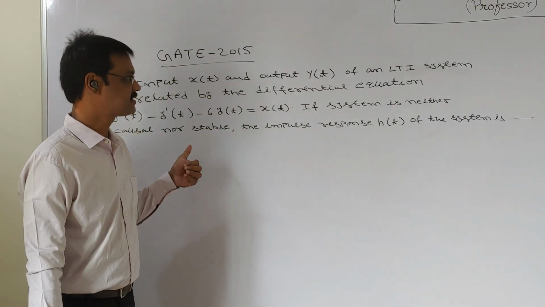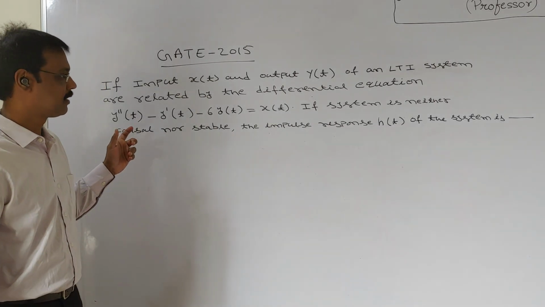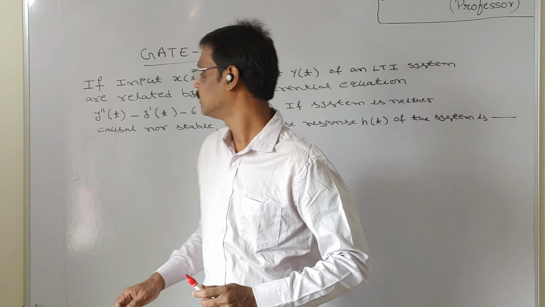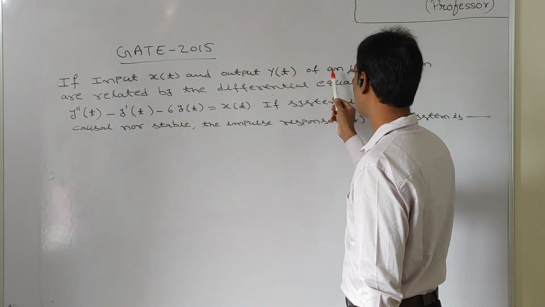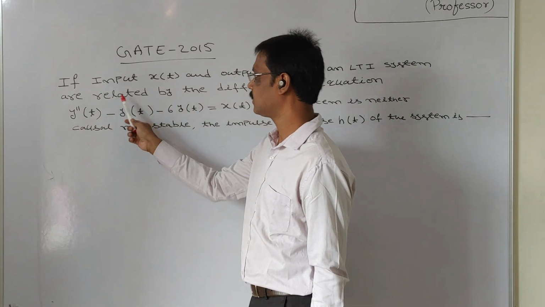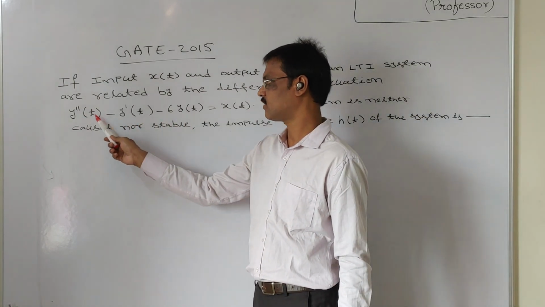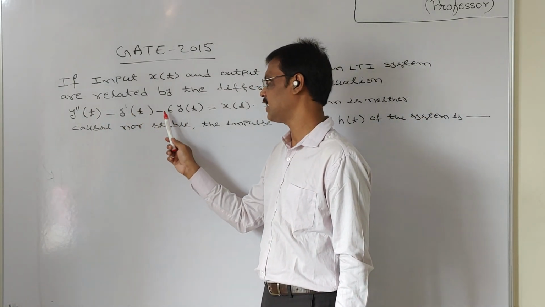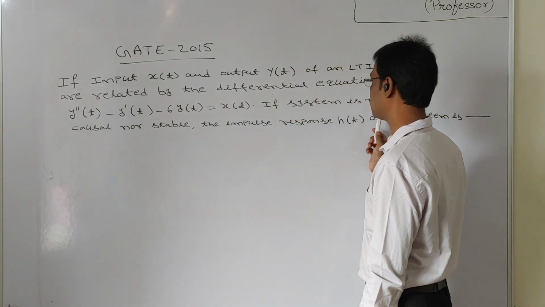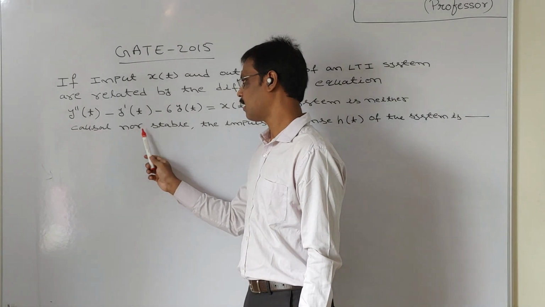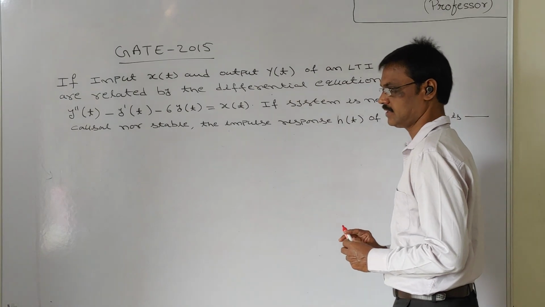Okay, this is the problem which is given in GATE 2015. The problem statement is that if input x of t and output y of t of an LTI system are related by the differential equation y double dash of t minus y dash of t minus 6y of t is equal to x of t. If the system is neither causal nor stable, then the impulse response h of t of the system is.